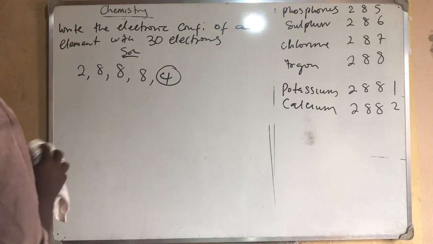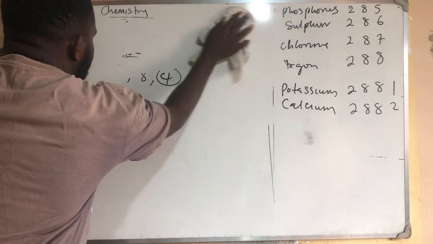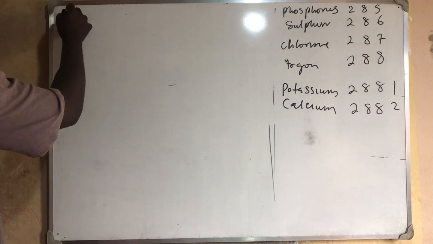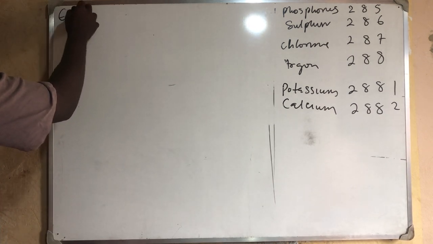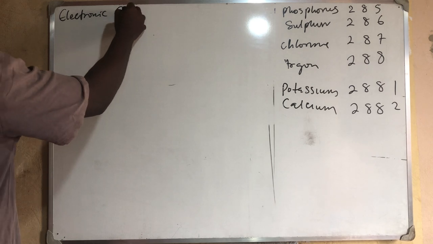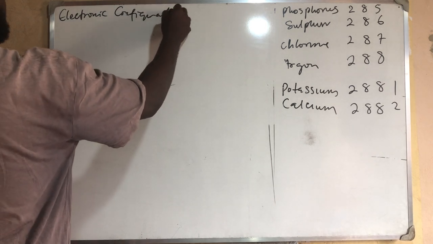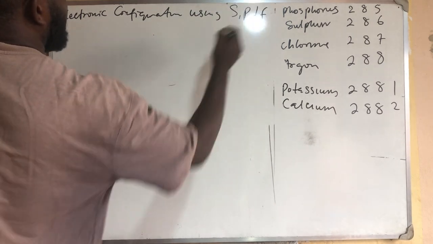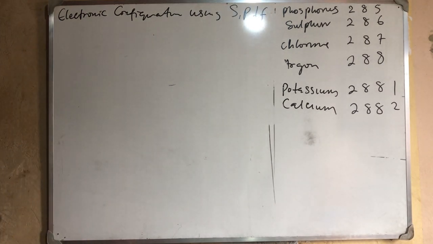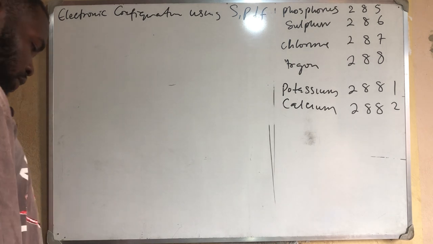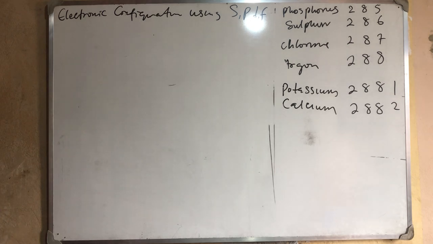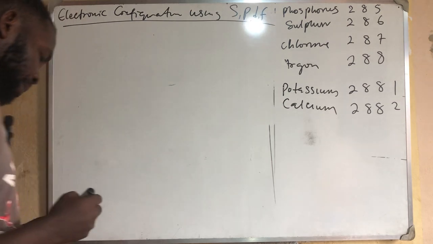So let's move into the main thing, which is the SPDF notation. Write: electronic configuration using SPDF notation. We want to use this now to determine the electronic configuration. So write a note: electronic configuration in terms of SPDF notation. That's the topic that I want to talk about.